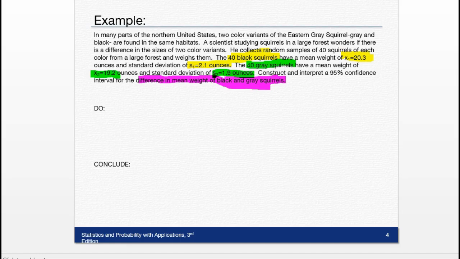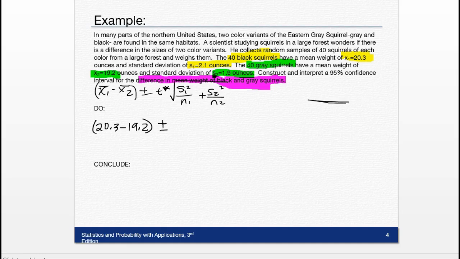For the do step, remember our formula. It says x1 minus x2 plus or minus a t star times the square root of s1 squared over n1 plus s2 squared over n2, all of that under a square root. So let's take this in baby steps. Take our x1 and x2. We're going to put that part in parentheses, like right here. So we're going to say 20.3 minus 19.2 plus or minus.